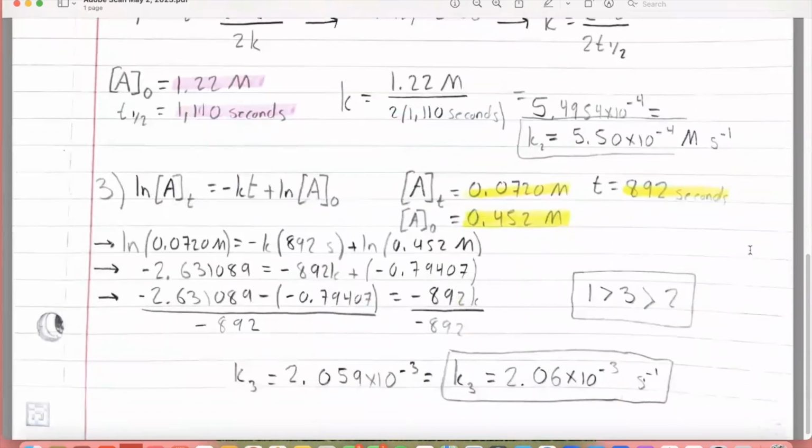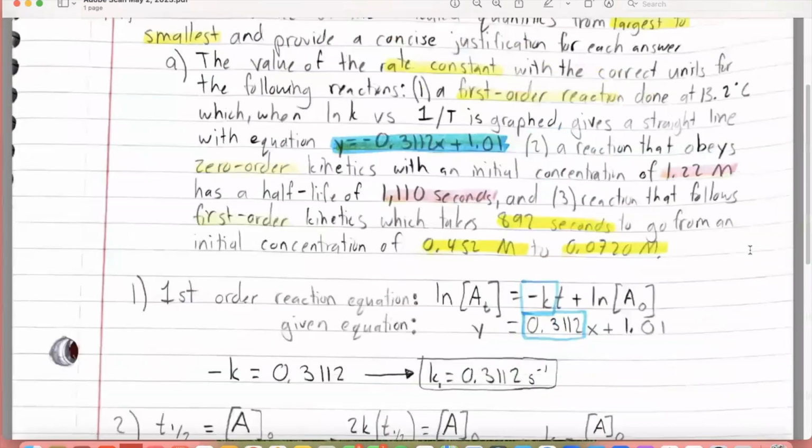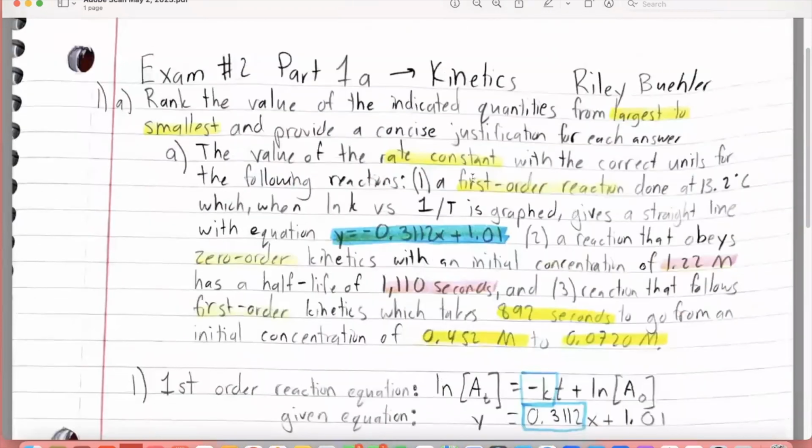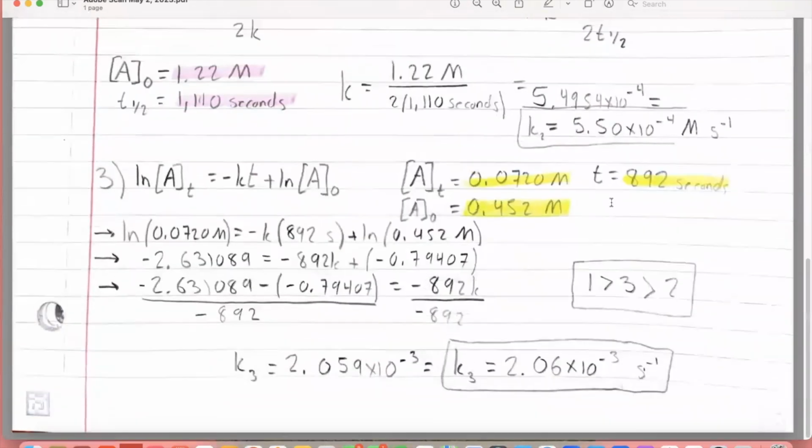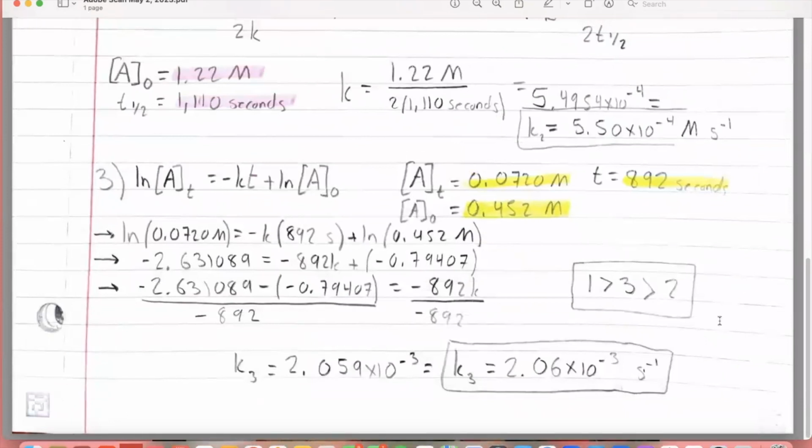Finally, we are going to go back to our problem, and we're going to rank the values from largest to smallest. So we have K1 is 0.3112, which is the greatest. And then we have, comparing these two, K2 is clearly the smallest because we have the greatest negative exponent. So that will be our smallest K value. And then K3 will be our middle value to give us a ranking of 1 is greater than 3, which is greater than 2.